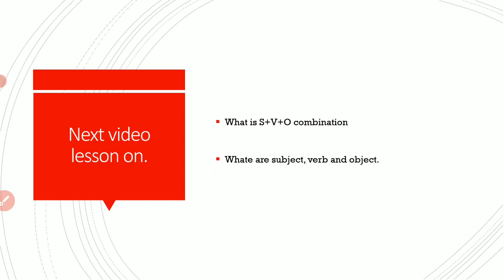The next video lesson will be on the S plus V plus O combination. Why? Because when you go for making sentences, you must know the pattern and the elements which you must include in that pattern. So I am going to make the next video on subject plus verb plus object. This is going to be very important for all of you, because this is the most important one in forming sentences in the English language.